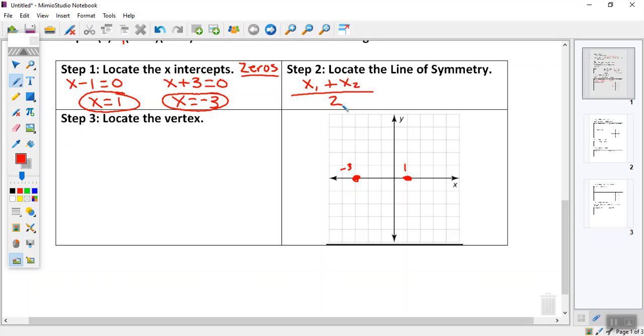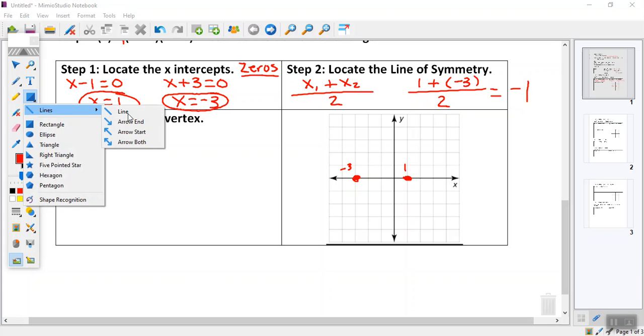Negative 2. Now cut negative 2 in half. If I take my x-intercepts right here of 1 plus negative 3 and cut it in half here, you end up with negative 1, right, kids? Which means you have a line of symmetry at x equal what value? Negative 1, you bet.